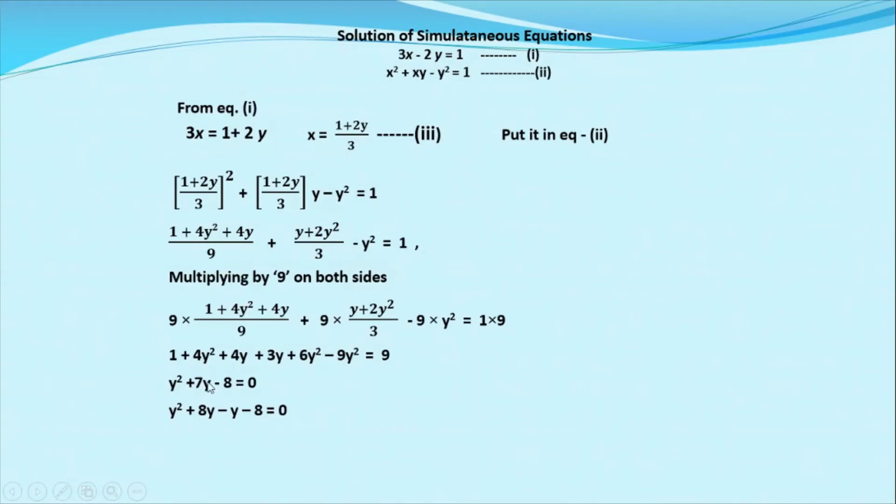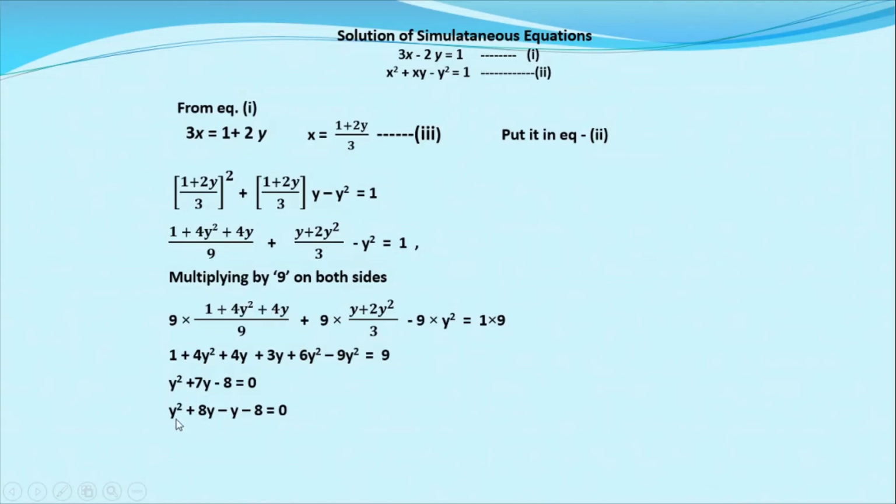We break the 7y into 8y minus y. If we add these two terms, the answer will be 7y. If we multiply these two terms, the answer will be minus 8y squared, which is equal to y squared into minus 8. We have discussed the factorization method in detail in another video. So these are four terms now.